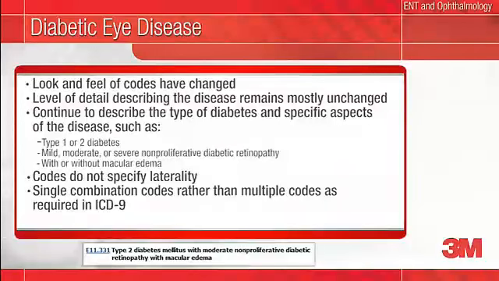Unlike many codes for conditions of the eye, laterality is not a component of the codes for diabetic eye disease. The good news is that ICD-10 uses single combination codes to describe the disease, where ICD-9 usually required multiple codes. Take, for example, the diagnosis of type 2 diabetes with moderate non-proliferative diabetic retinopathy with macular edema. This diagnosis required 3 codes in ICD-9, but in ICD-10, all of this is reported in a single code.